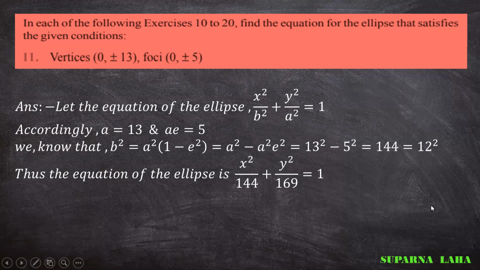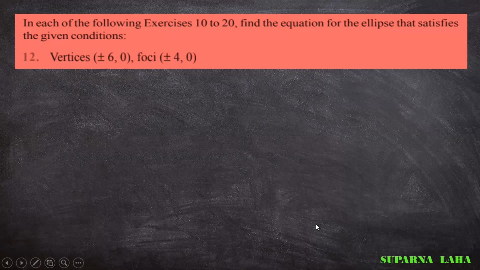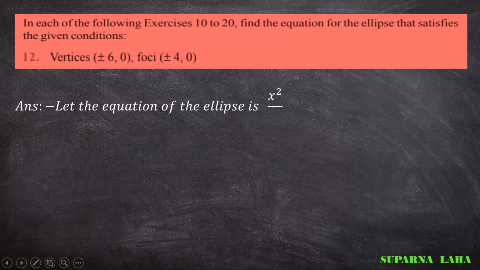Now moving to the next question, question number 12. The vertex is given as plus minus 6 comma 0 and the foci is given as plus minus 4 comma 0. So this is plus minus a comma 0, that is plus minus 6 comma 0, and plus minus 4 comma 0. Both are on the x-axis. So we can consider the major axis of the ellipse is the x-axis, and in that case we can consider the general equation of the ellipse as x square by a square plus y square by b square.